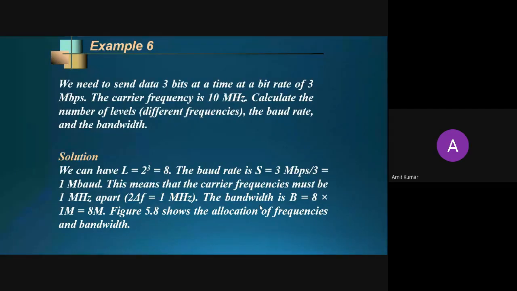So in this example, we need to send 3 data bits. So 3 bits means we have a total of 8 levels, 000 to 111. So that is 0 to 7, so the total number of levels will be 8. The bit rate they have given is 3 Mbps.